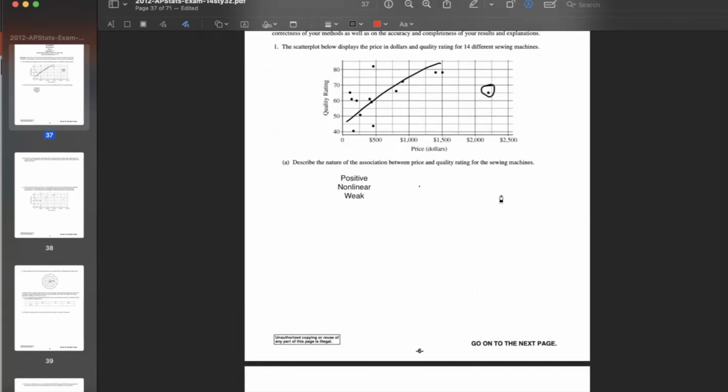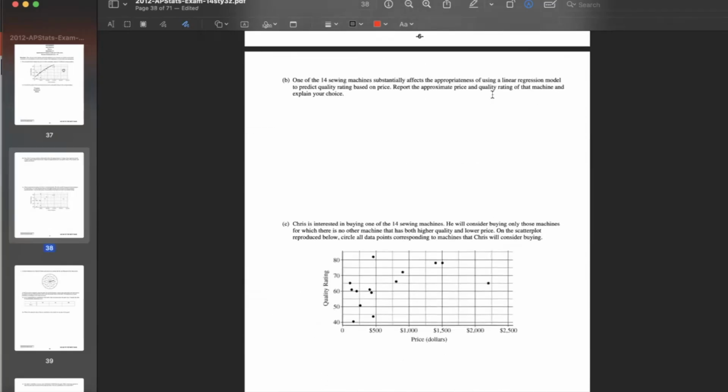So the approximate price and quality rating is 2,265. And then to explain your choice, it is too vague to say this point is an outlier. That would not give you full credit. So to get full credit for this part, you must explain that the linear model does not do a good job of fitting the data largely because of this point right over here, or that along with this point, the data tends to follow a more nonlinear trend.